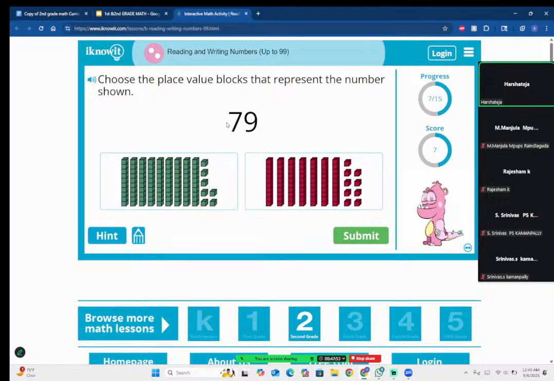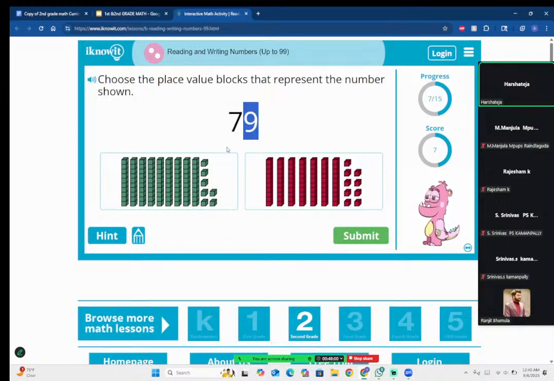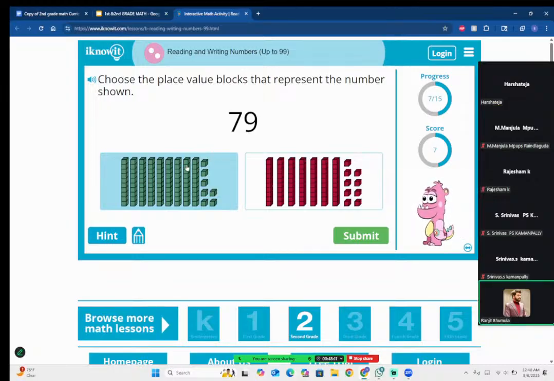So now there's supposed to be seven stacks of 10 and 9 stacks of 1s. So 1, 2, 3, 4, 5, 6, 7, 8, 9. So there's 9 stacks of 10 here. 1, 2, 3, 4, 5, 6, 7. 7 stacks of 1. So this would be 97.